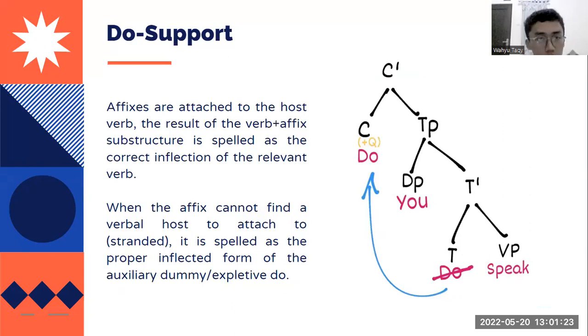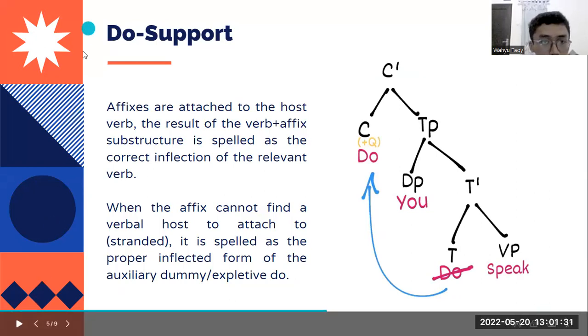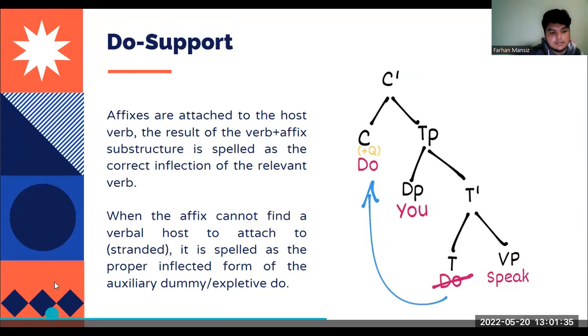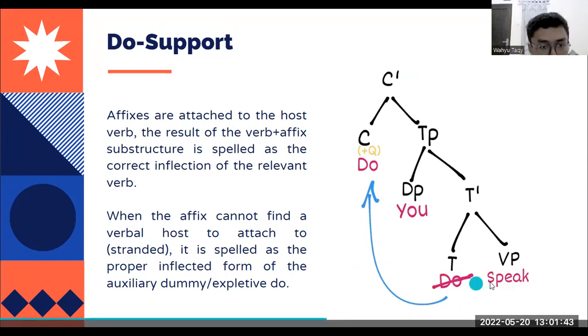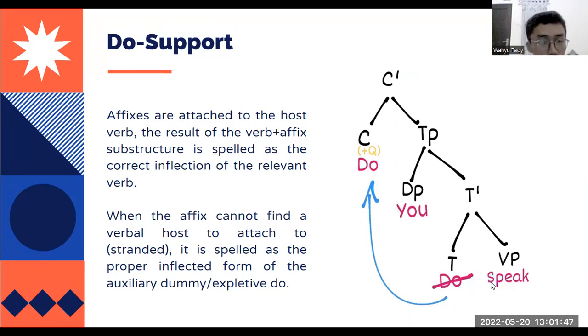And then the next, do support. Affix are attached to the host verb. The result of the verb plus affix substructure is spelled as the correct inflection of the relevant verb. When the affix cannot find a verbal host to attach to, it is stranded and spelled as the proper inflected form of the auxiliary dummy or expletive do.